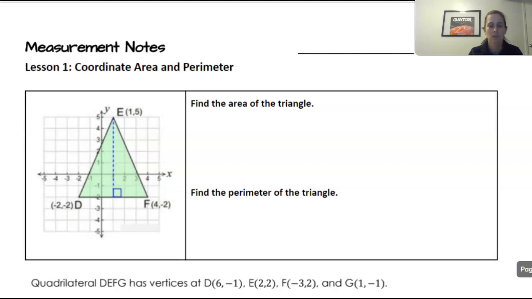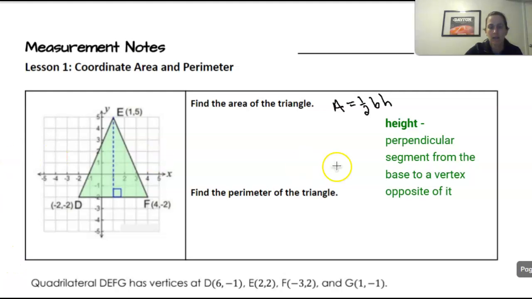The first lesson of our measurement unit is to be able to find the area and perimeter on the coordinate plane. We have this given triangle with its coordinates for each of the vertices, and we're going to find the area of the triangle. Area of a triangle is 1/2 base times height. I want to note that the height in any formula is the perpendicular distance, which means right angles, from the base to a vertex opposite of it.